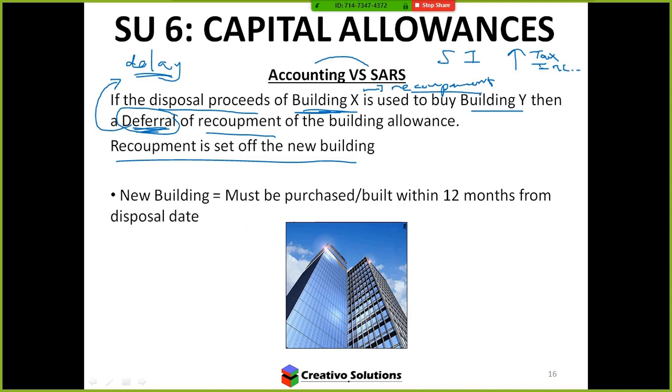Okay, but the new building, just a little note, must be purchased or built within 12 months. So you can't claim a deferral of a recoupment on a building that was used to purchase another building, but it was done long ago. That wouldn't make any sense, and SARS doesn't allow that. They are very strict. I don't think I've seen any questions covering this, but it could come up. It's something that is discussed in your study guide, so it could be examinable, depending on the examiner.